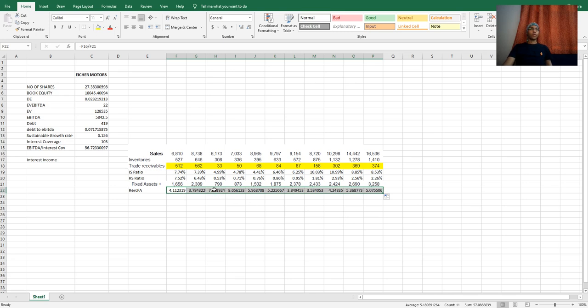See, it was 4, 3, 7, 8, 5, 5, 3, 3, 3.5, 4.2, 5.36, 5. So they have maintained an average of around 5.2. And these numbers are decent, I would say.